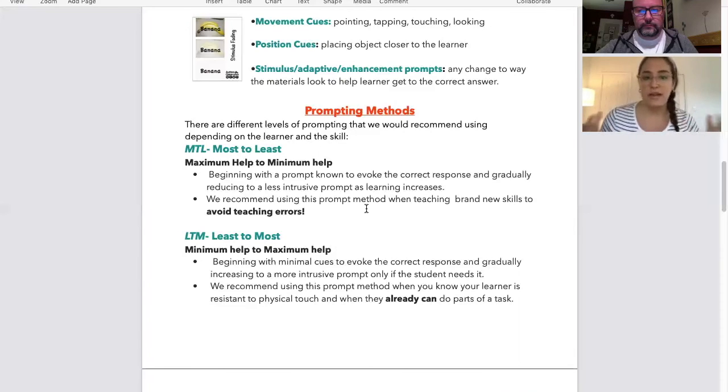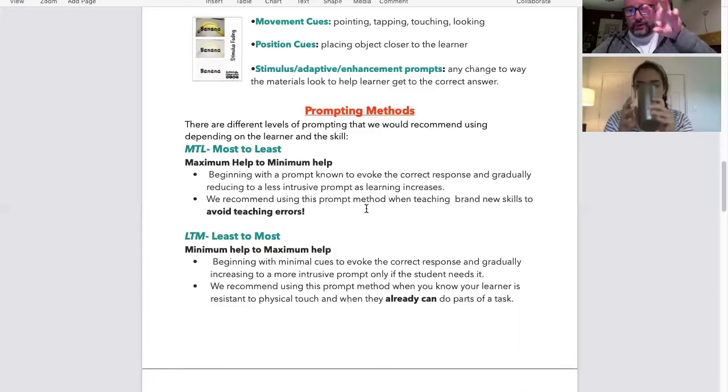And if they already have some parts of that task already learned, and we'll talk about what that might look like later on. A good analogy for that is turning the dial up or down, right? Most to least is turning the dial down. Least to most is turning the dial up. And again, which method you use is really specific to your comfortability and to your learner.